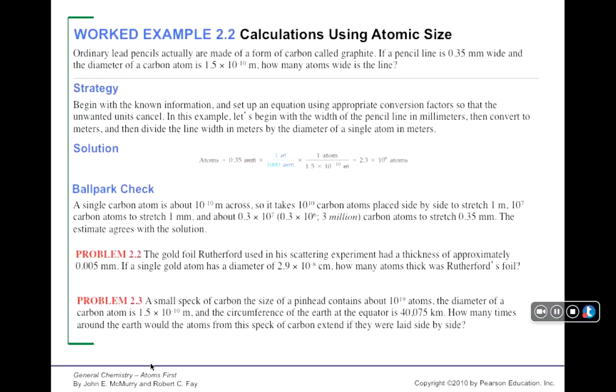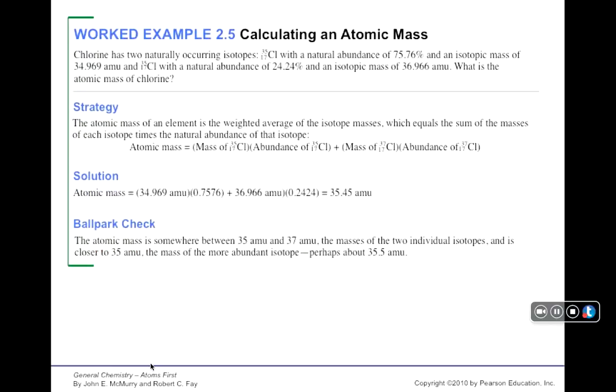This is just a general conversion, so I'm going to skip over this. This is just using atomic size, but it's essentially just a unit conversion. This is a type that we talked about. I think we actually did this one or talked through it.